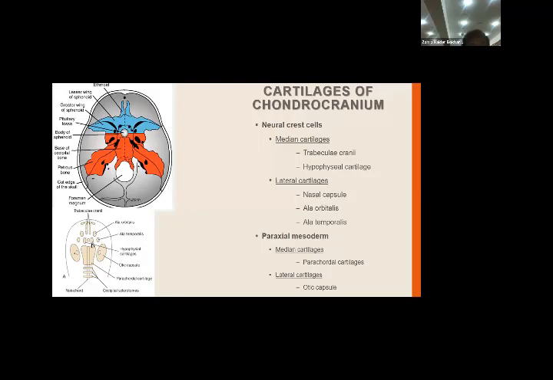Now let us come to which cartilages develop from paraxial mesoderm. So posterior to this line, these cartilages develop from paraxial mesoderm. Tell me the names of these cartilages. In the midline cartilages, just one, the parachordal cartilage, and of the lateral cartilages, the otic capsule. So one midline cartilage, one lateral cartilage. Okay?